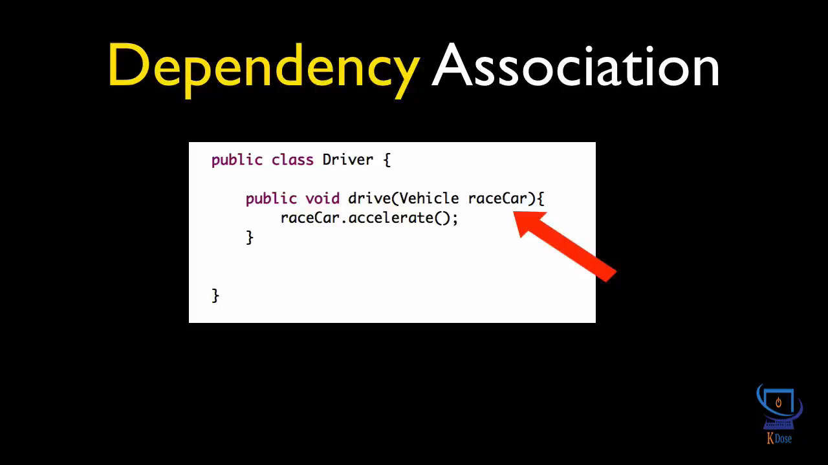So the driver is dependent on a vehicle object to be handed to it as a parameter to the drive operation. Only then can he perform the drive operation. The association is formed in terms of the scope of the operation, not the class in general. That's a dependency association. Now let's take a look at another type of association.